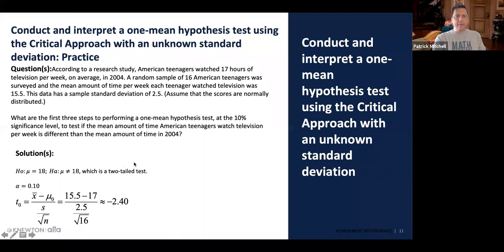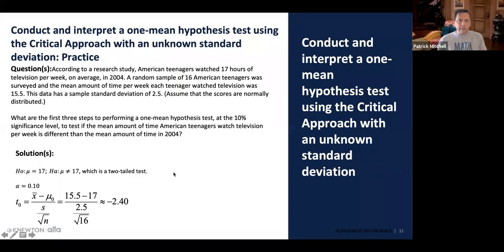All right, so the first step, the null and alternative hypotheses. Because the claim is that the amount of TV watched is different, that makes this a two-tailed test. The alternative hypothesis is that mu does not equal 17. All right, so many silly typos in these things. The null would be that mu does equal 17. So the status quo, as far as we know, American teenagers watch 17 hours of TV per week. The significance level is 0.10.